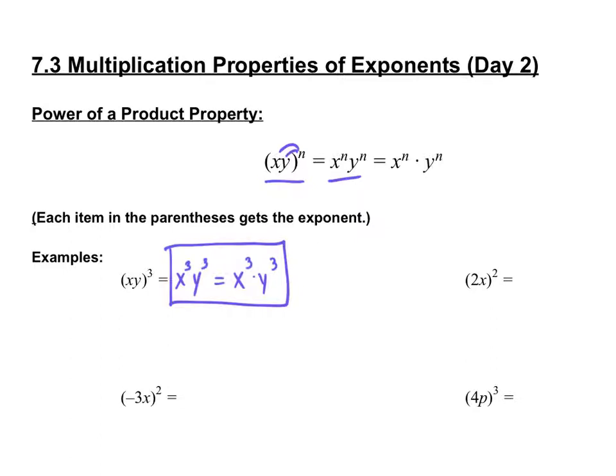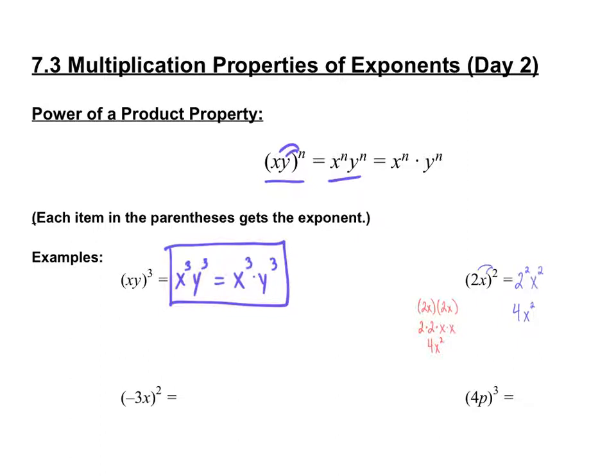All right, on this next one, 2x quantity squared. You need to be careful on this one because the 2 gets the squared and the x gets the square. And we know what 2 squared is. It's 4. So really we get 4x squared. And the reason this works is because 2x quantity squared would be 2x times 2x. Right, and the commutative property says if everything's multiplying, we can switch the order. So I could say 2 times 2 times x times x, which again would get us to 4x squared.